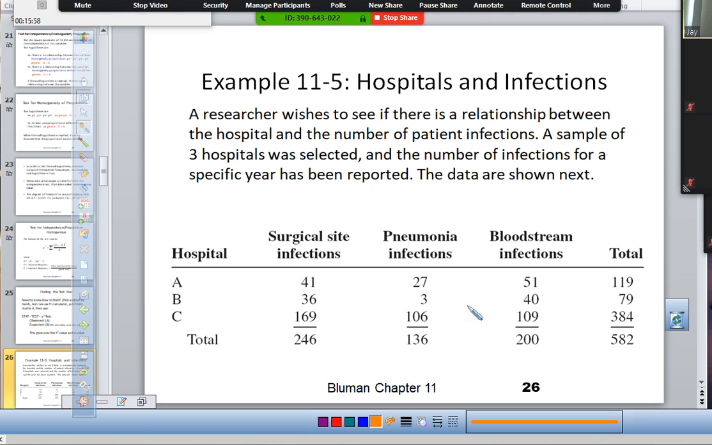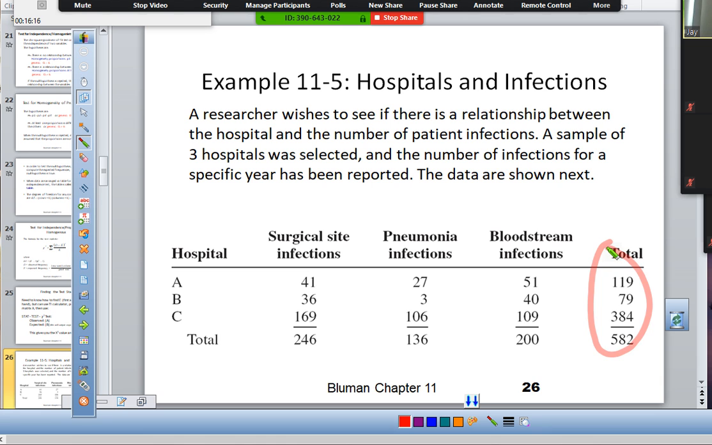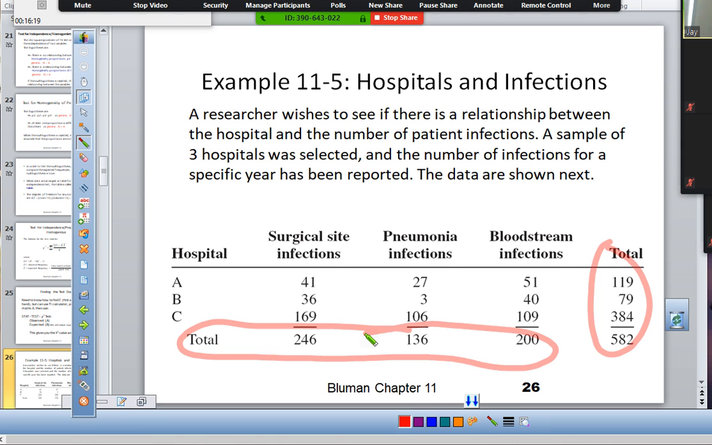Okay. So there are 3 rows. You cannot count these, these are totals. These are also totals. Don't count the totals. And this is the grand total. You can only count the actual data. So surgical site, pneumonia infections, surgical bloodstream infections, total is not a category. So you'll have 3 categories, and then you'll have 3 hospitals, A, B, and C. So this is a 3 by 3.